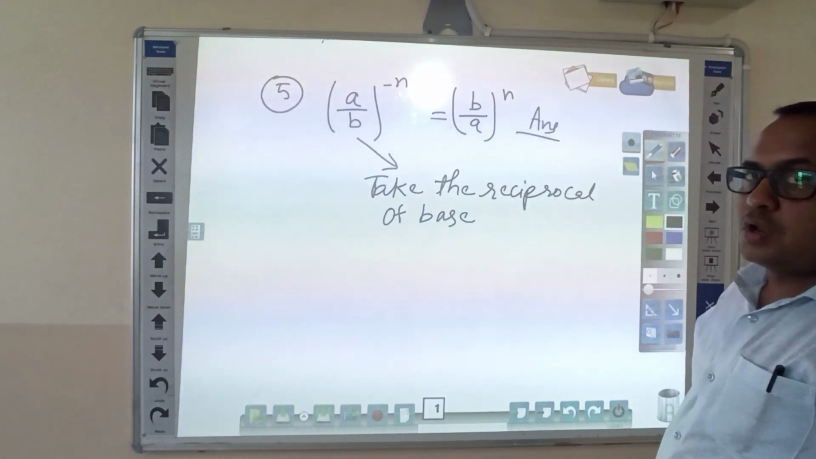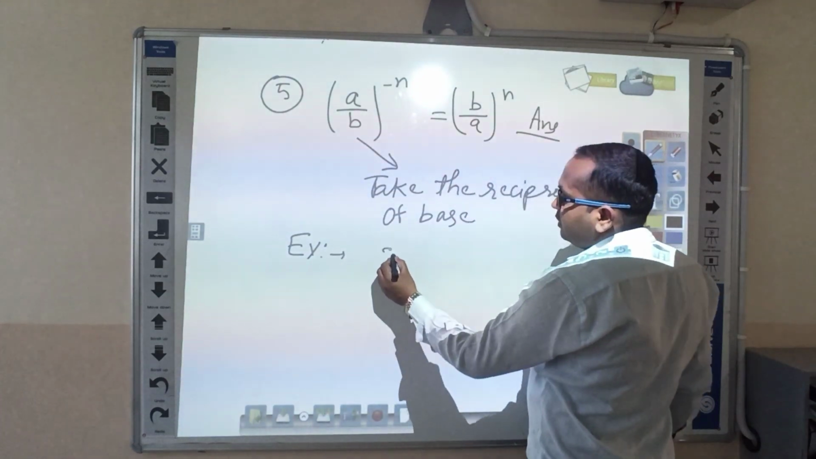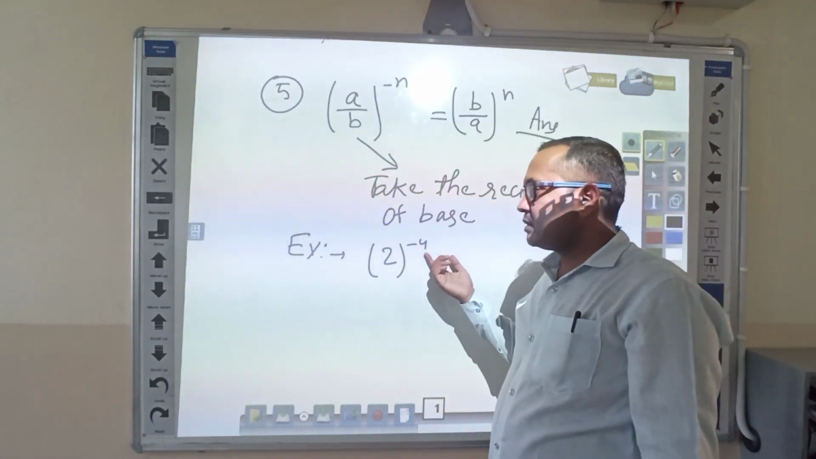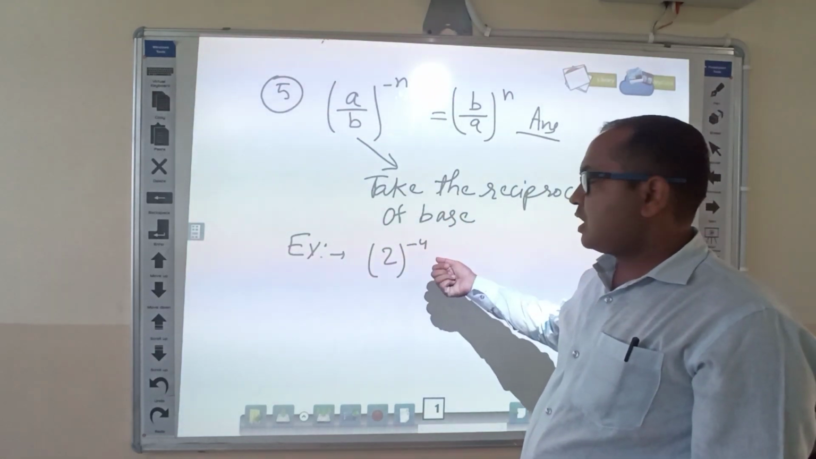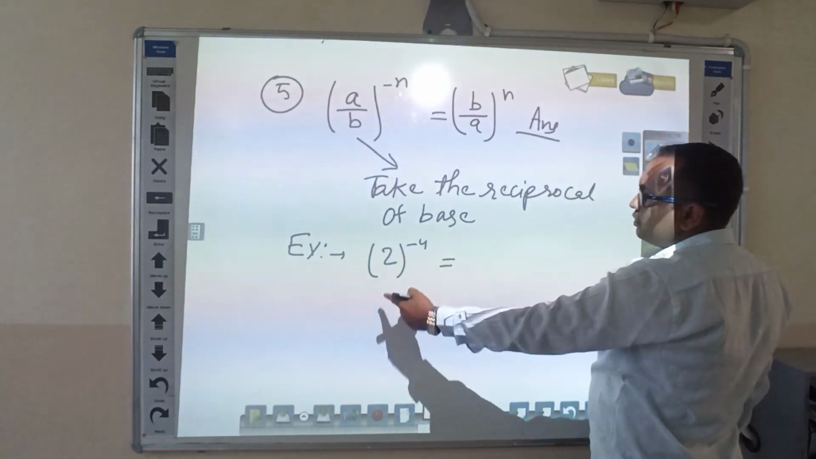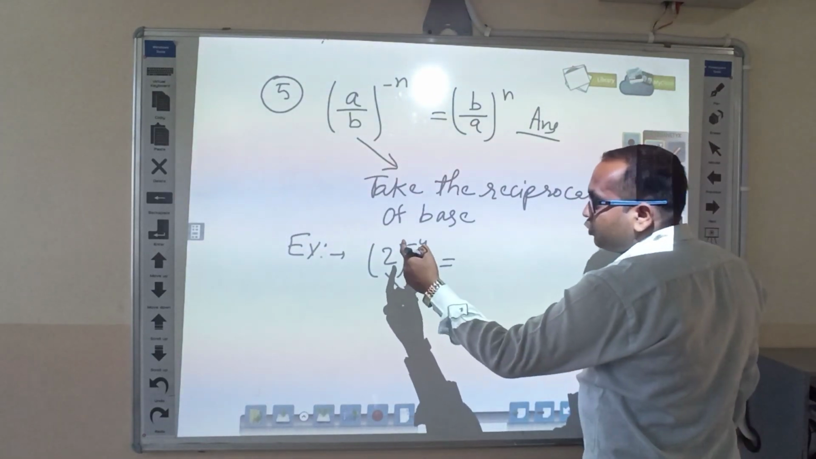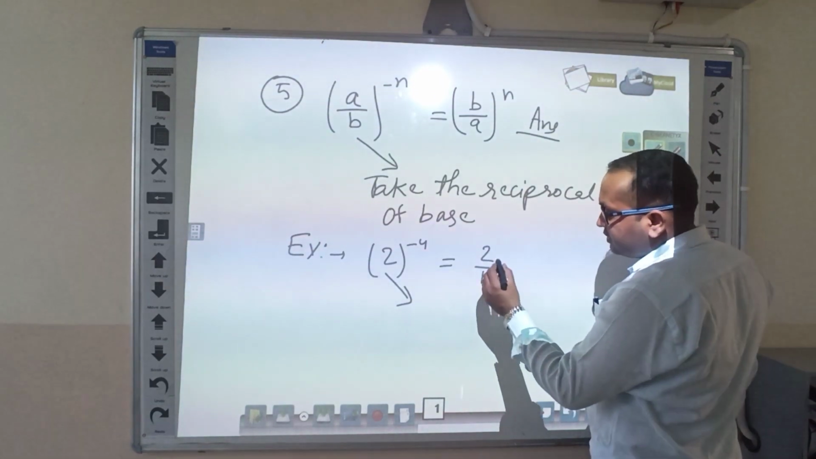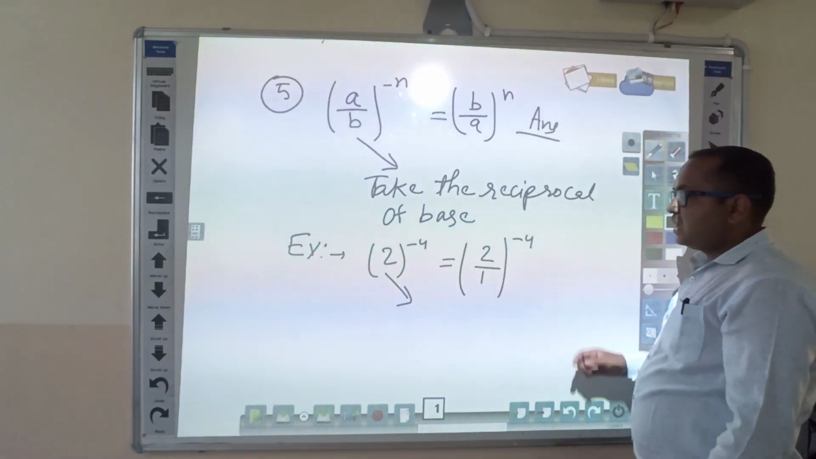This is the 5th law of exponent. The example of this law is, suppose we have 2 to the power minus 4. If the exponent is in minus form, we are able to solve this question. So first of all, we have to convert this negative exponent into a positive one. For that, we have to find the reciprocal of the base. Here the base is not only 2, the base is 2/1. So it is also written as (2/1)^(-4).